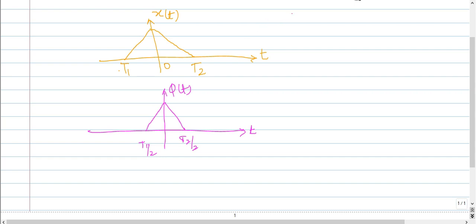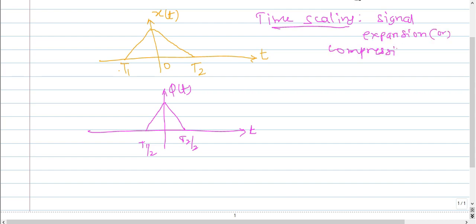So what is time scaling? Time scaling is basically signal expansion or compression. Now this signal phi of t is the compression in time, and it is given by phi of t is equal to x of 2t. So it is scaled by, or compressed by, 2.